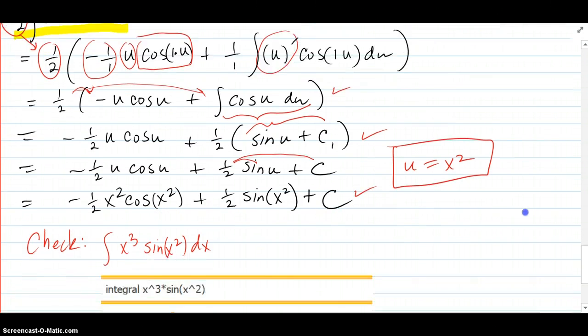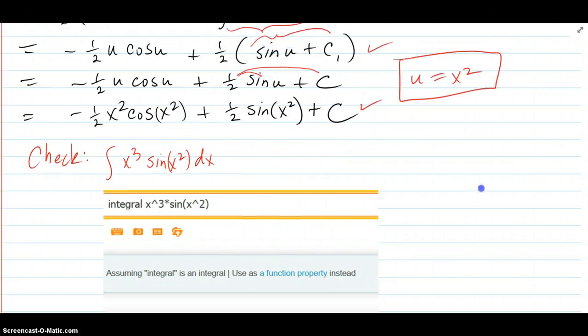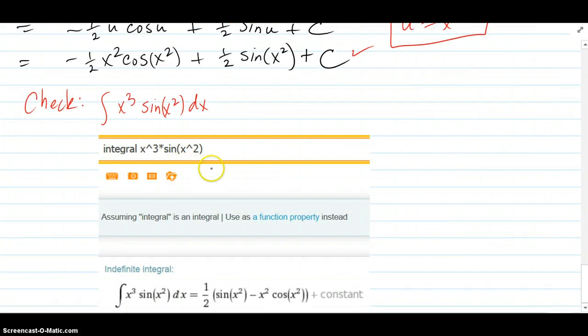Let's check it. Integral of the original, let's put it in Wolfram Alpha, and you do get the original, the same answer as they got, because here's your negative 1/2 x squared cosine of x squared, check. 1/2 of sine x squared, check, and the constant.